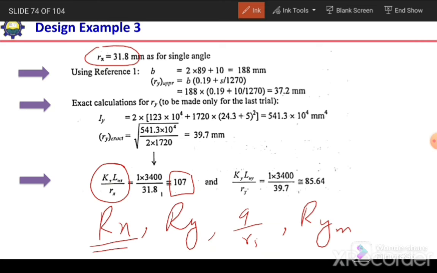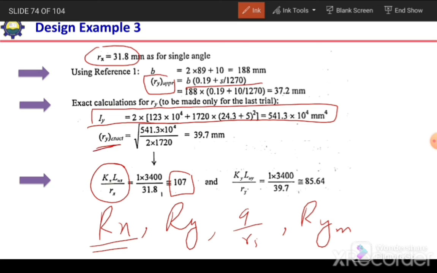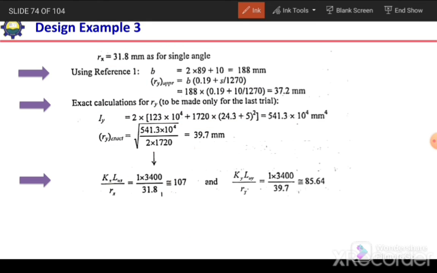And for Ry, we can calculate the radius of gyration about y-axis by using this approximate formula as we did earlier, or we can calculate the exact I value, and then from this I we can calculate the Ry. So the exact value of I will be Iy of the individual section plus area of individual section multiplied by the x centroidal distance plus half of the spacing. So it will give us the Iy value. Once we have Iy, then Iy divided by area of section will give us Ry, the radius of gyration. So once we have the radius of gyration, we can calculate the Ry value. So now we have Rx as well as Ry.